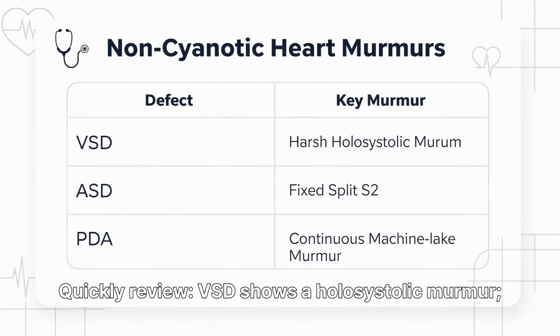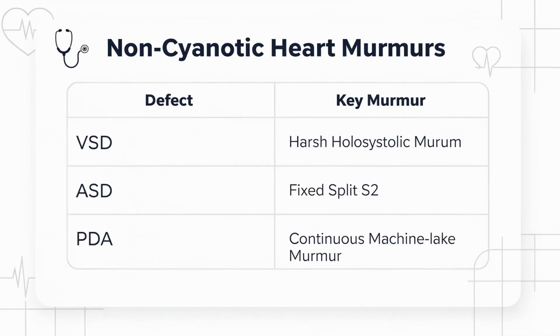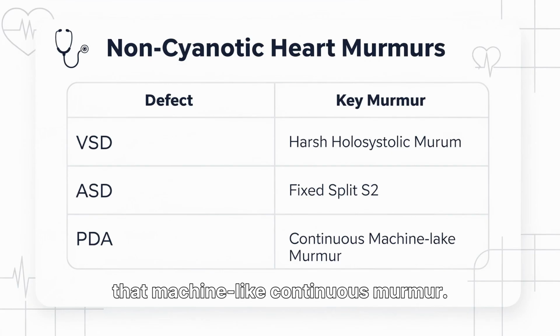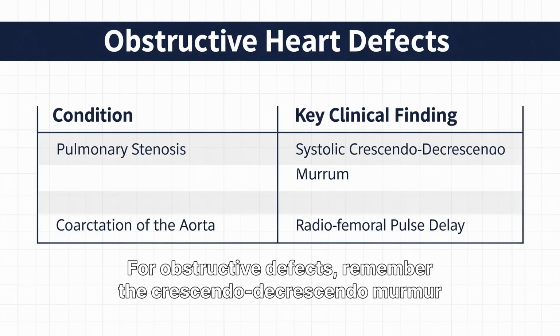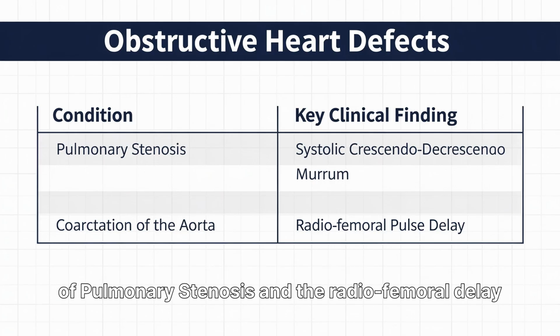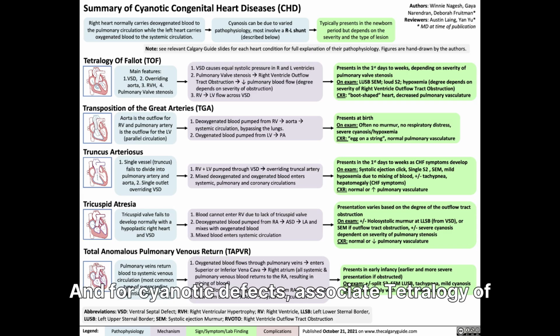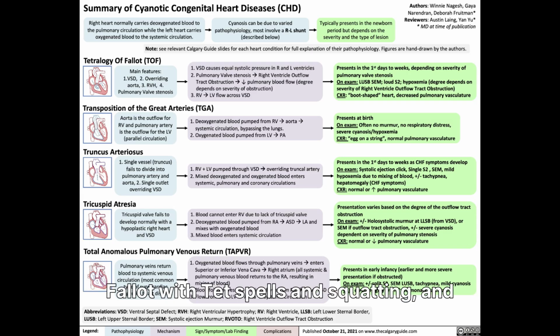Quickly review: VSD shows a hollow systolic murmur, ASD a fixed split S2, and PDA that machine-like continuous murmur. For obstructive defects, remember the crescendo-decrescendo murmur of pulmonary stenosis and the radiofemoral delay of coarctation. And for cyanotic defects, associate Tetralogy of Fallot with TET spells and squatting, and TGA with the egg-on-a-string chest X-ray.